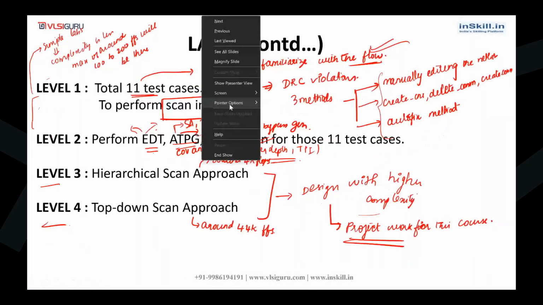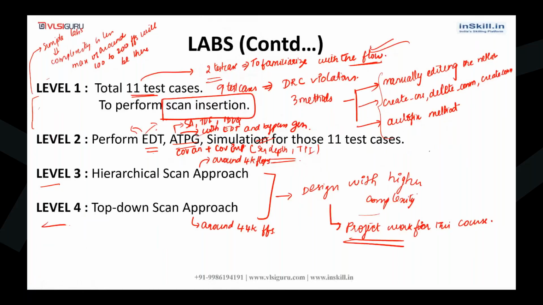And then level 3 and level 4 projects. In level 3 and level 4 projects we'll be doing the complete flow, which is nothing but JTAG insertion, EMBED insertion, EDT OCC insertion, synthesis, scan, ATPG and simulation.